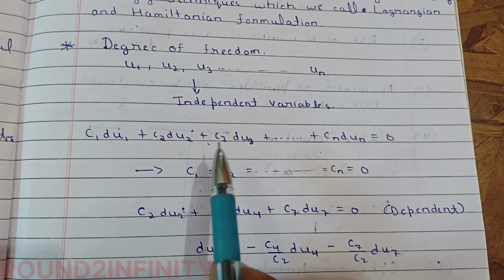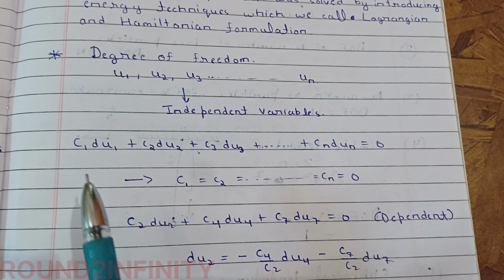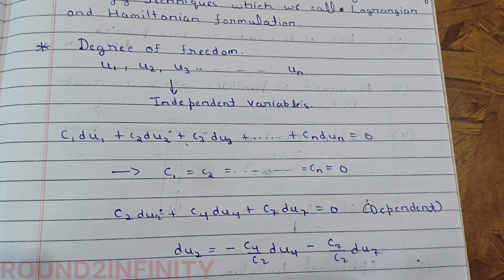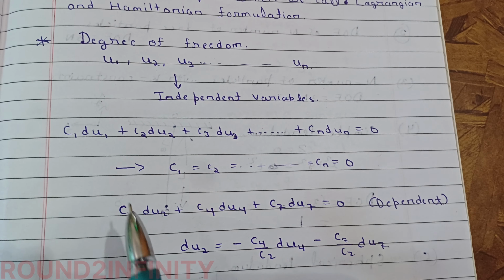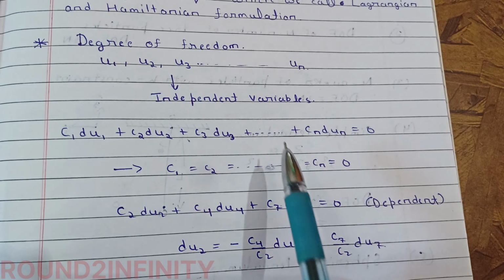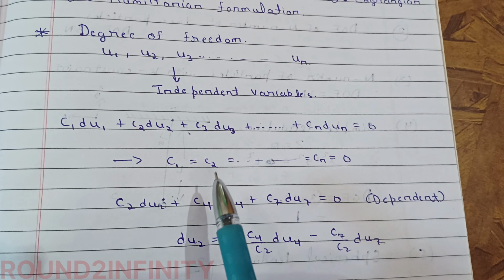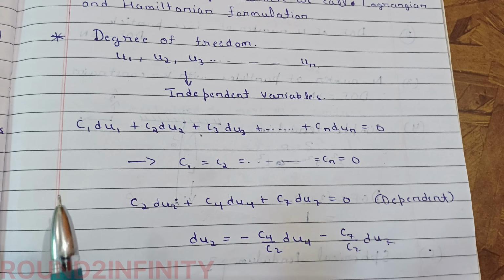By this equation we can define that C1 du1 plus C2 du2 plus C3 du3, where u1, u2, u3 are an independent set of variables. Now these C are constants. If this equation is equal to 0, then all these coefficients should be equal to 0. Only then we can say that u1, u2, u3 and all are independent of each other. This is linear independence, you know about this from mathematical physics.